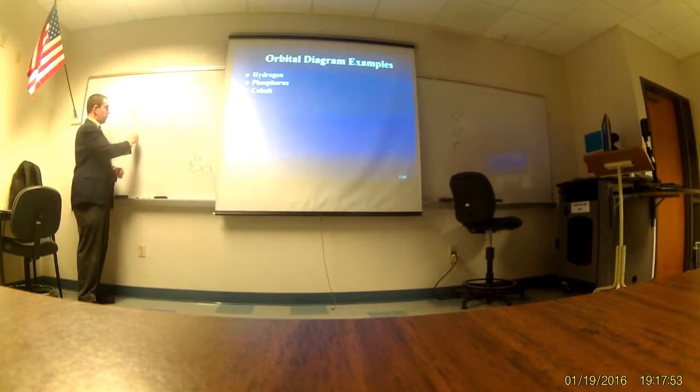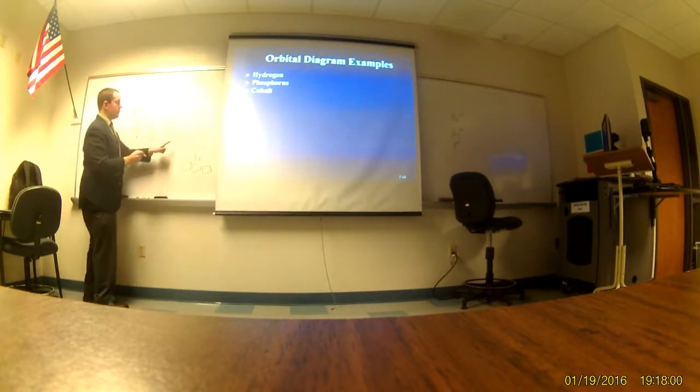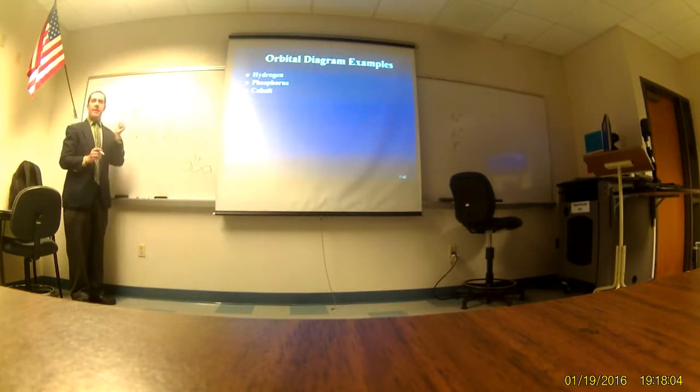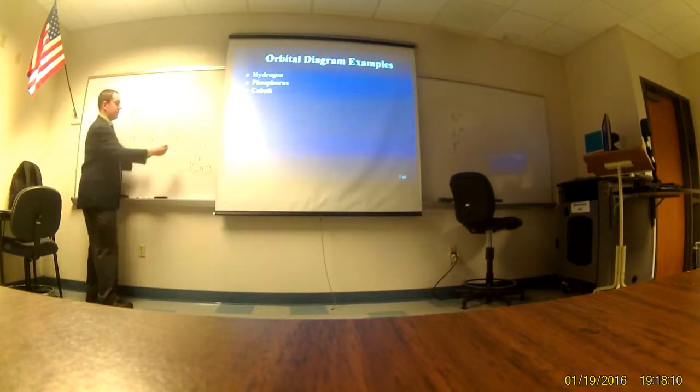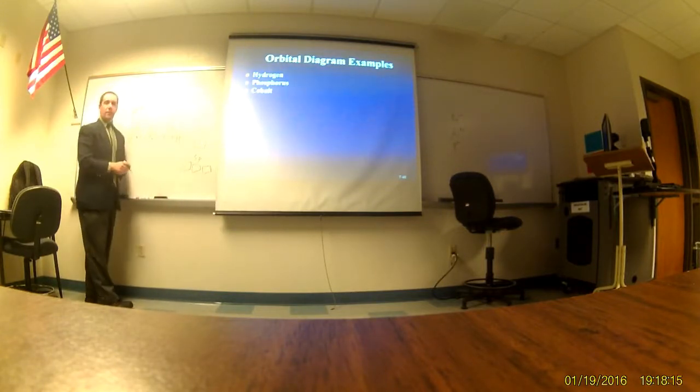So there's 1, 2. And then this is another s. So I go 3, 4. And then get to p. I want to go 5. Where does number 6 go? The second box. It's going to go like that. That's number 6. 4, 5, 6. And then that's number 7.